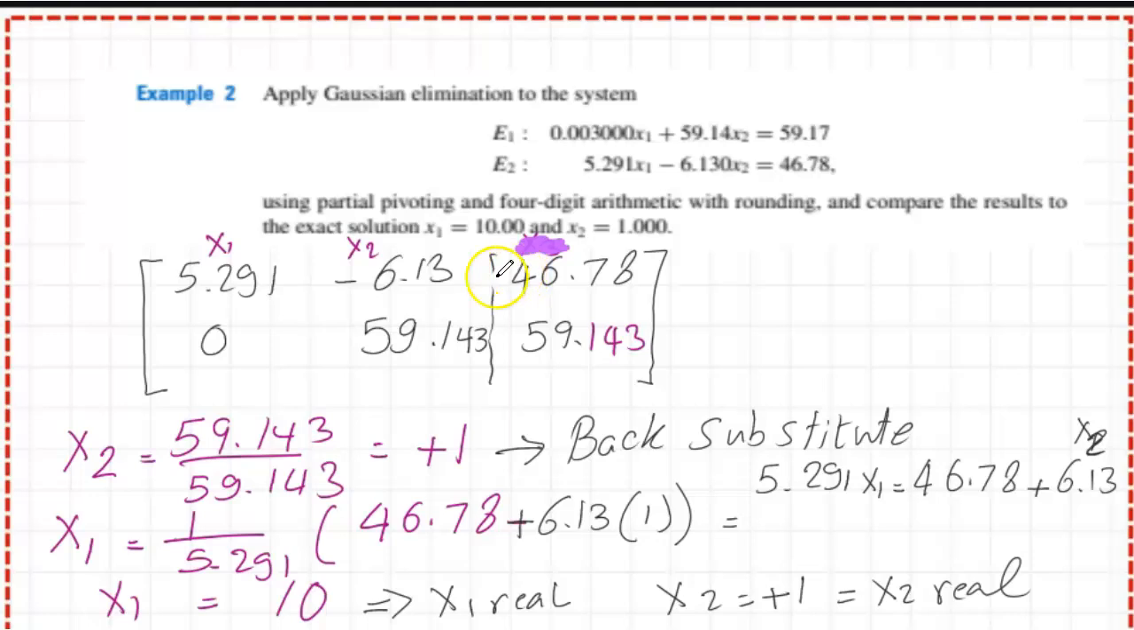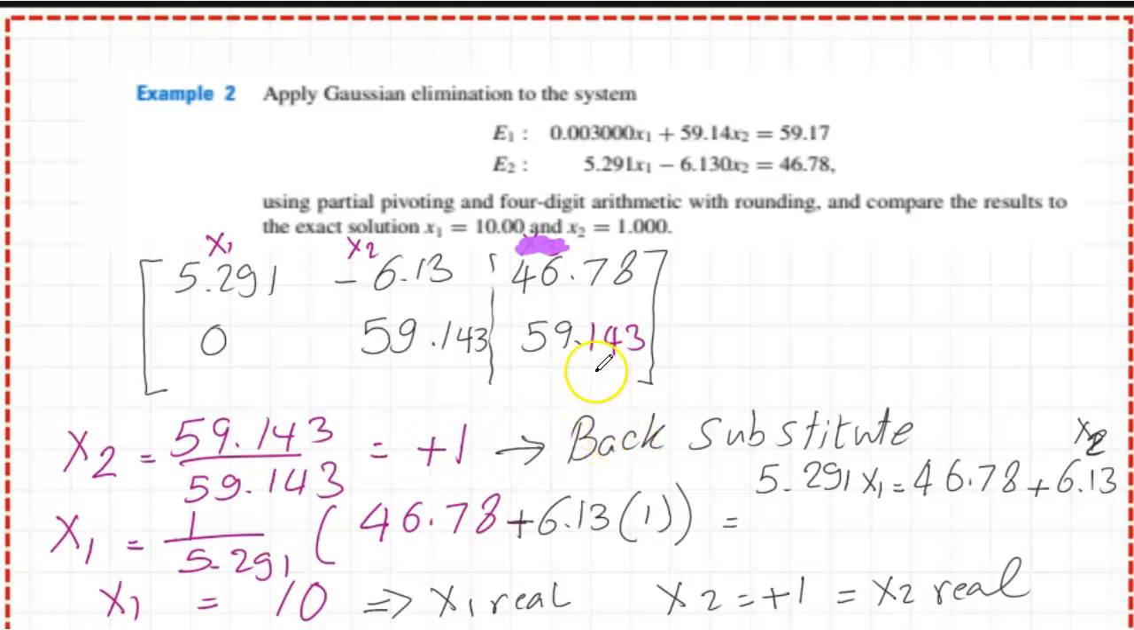This is the augmented matrix: 5.291, minus 6.13, equals 46.78, and this is A sub 21, which is 0. This is 59.143 multiplied by x2 equal to 59.143. In order to get this x2 value, we divide 59.143 by 59.143. So the value is equal to plus 1. This is the value of x2.